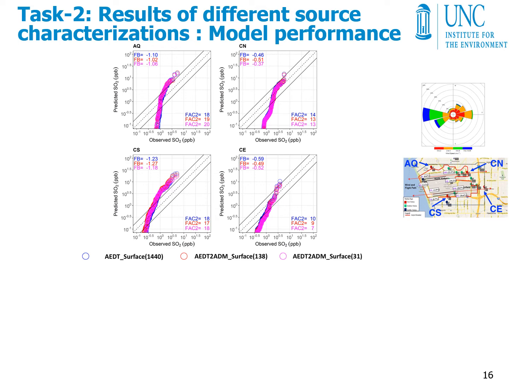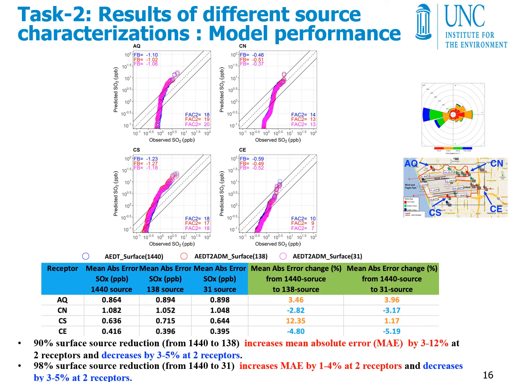best at CE sites. And this table shows the mean absolute error for the 3 run cases at 4 observation sites for the 1 month results. The right two green columns show the mean absolute error change percentage from 1440 to 138, the first green column, and then 1440 to 31 sources, the second green column. The result shows that for both 90% and 98% source reductions, mean absolute error increases at 2 sites and decreases at 2 sites.